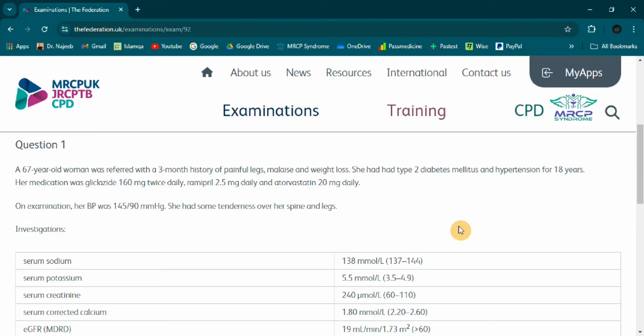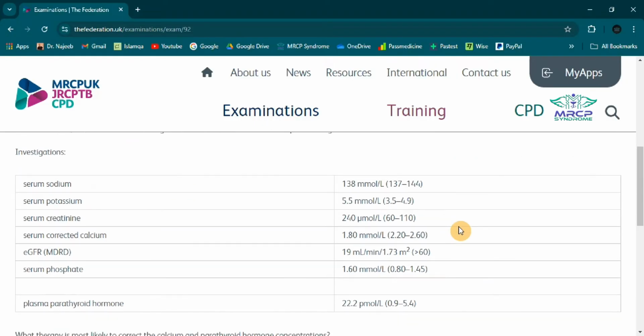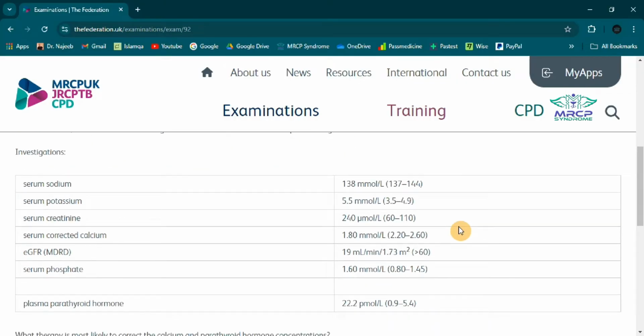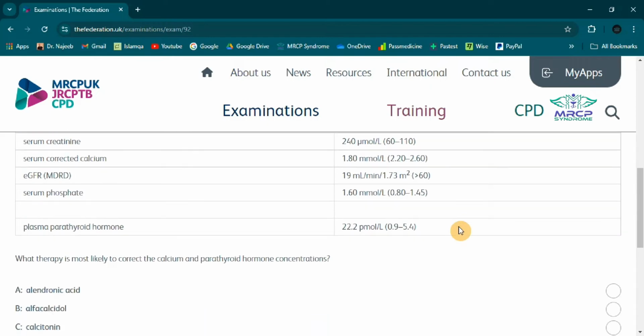A 67-year-old woman was referred with a 3-month history of painful legs, malaise, and weight loss. She had type 2 diabetes mellitus and hypertension for 18 years. Her medication was gliclazide 160 mg twice daily, ramipril 2.5 mg daily, and atorvastatin 20 mg daily. On examination, her BP was 145 over 90 millimeters of mercury. She had some tenderness over her spine and legs. Serum sodium is 138, potassium 5.5, creatinine 240, corrected calcium 1.80, eGFR 19, serum phosphate 1.6, plasma parathyroid hormone 22.2. What therapy is most likely to correct the calcium and parathyroid hormone concentrations?